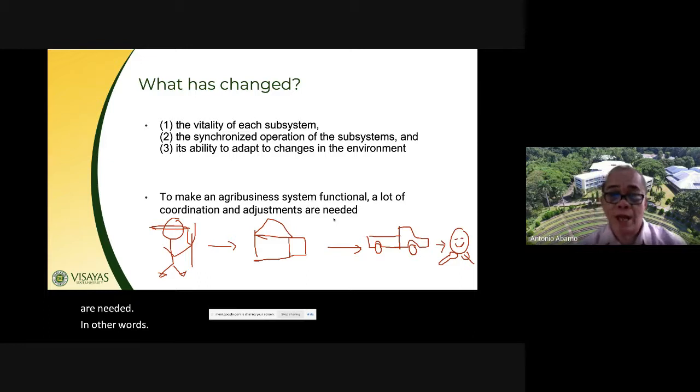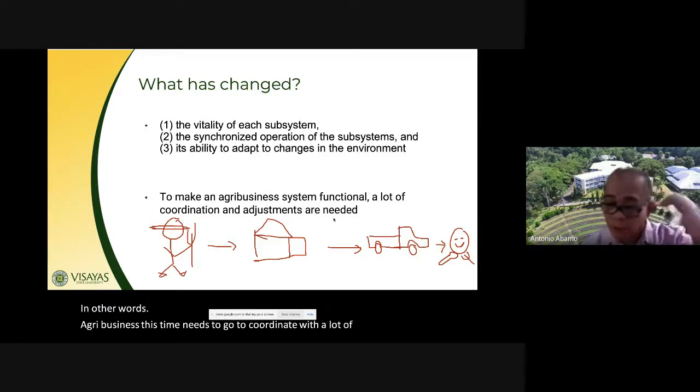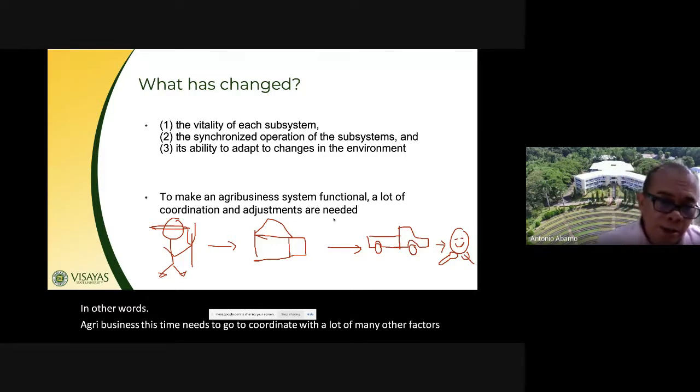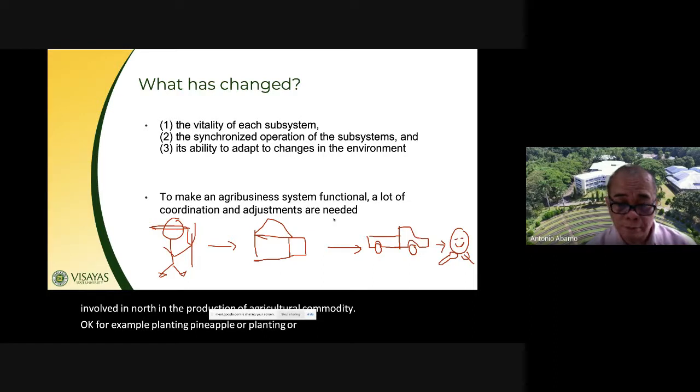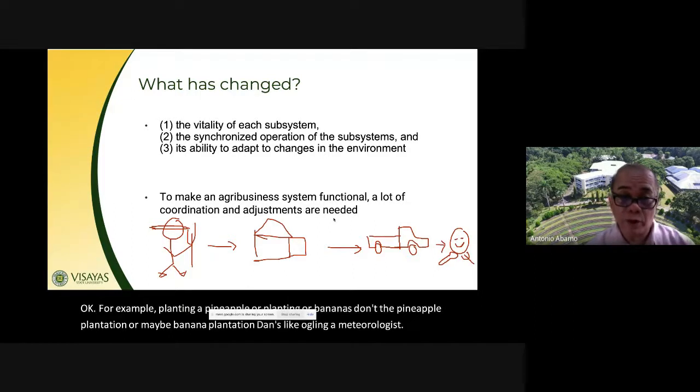Agribusiness this time needs to coordinate with many other factors involved in the production of agricultural commodity. Like, for example, planting of pineapple or planting of bananas. Don't you know that a pineapple plantation or banana plantation is like its own meteorologist, weather forecaster.